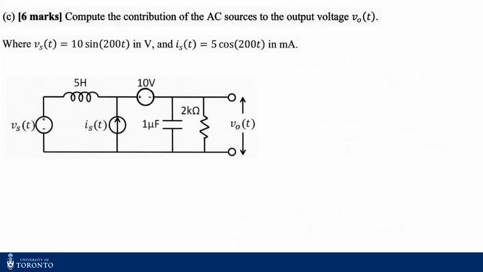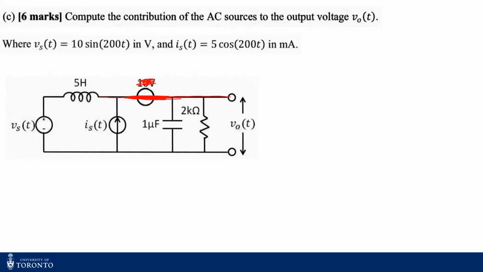Now, in the last part, you are asked to find the AC source contribution, right? Since you want the AC source contribution, you have to turn off the DC voltage source. That means this will be a short circuit. So this is the circuit that you have to consider. This is just gone, and this is just a short circuit, so this entire thing is just one node.